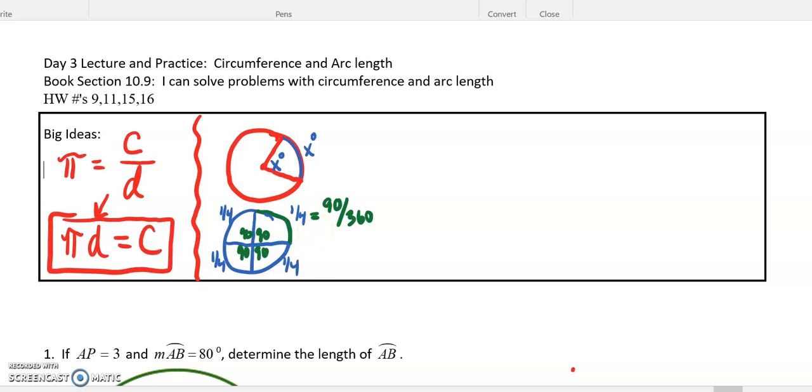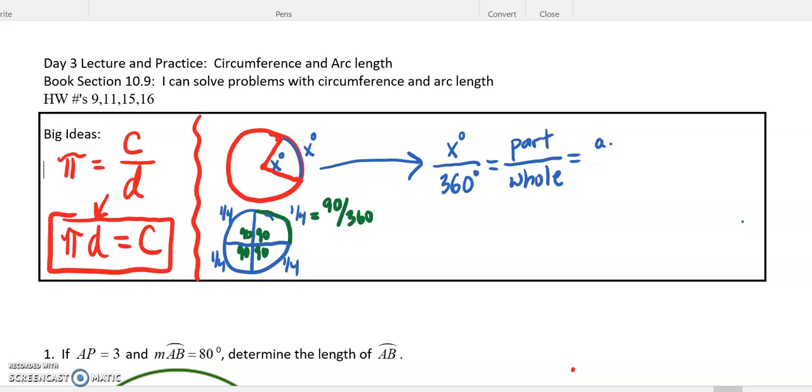Now taking that concrete example and generalizing, I know that the fraction of my circle here is x degrees over 360 degrees. That's the fraction of my circle. That fraction is equal to the ratio of the part arc length to the total distance. So this is the part and this is the whole. This is in degrees, and another way to measure the arc of a circle is arc length. So arc length is the part, and the whole, if you're talking about distance, is now the circumference.